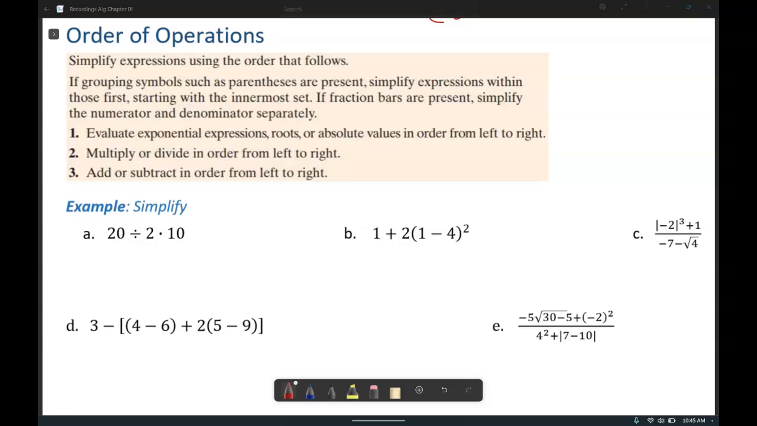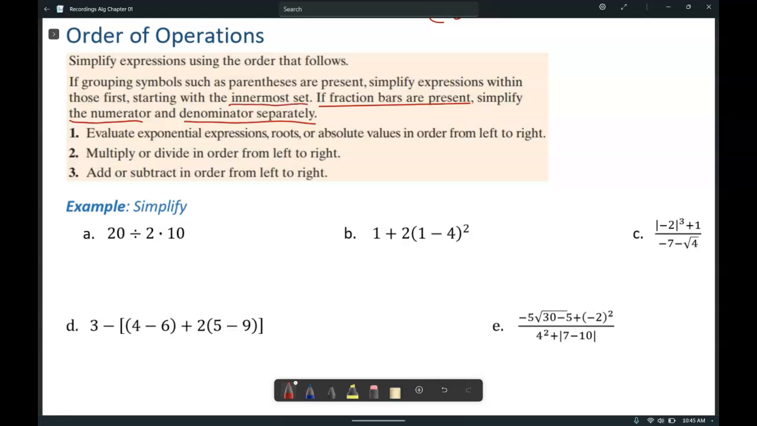We always want to take care of grouping symbols, such as parentheses or brackets. A fraction bar can create a grouping symbol. We want to evaluate the numerator and the denominator separately. And we always start from the innermost set and work our way out.